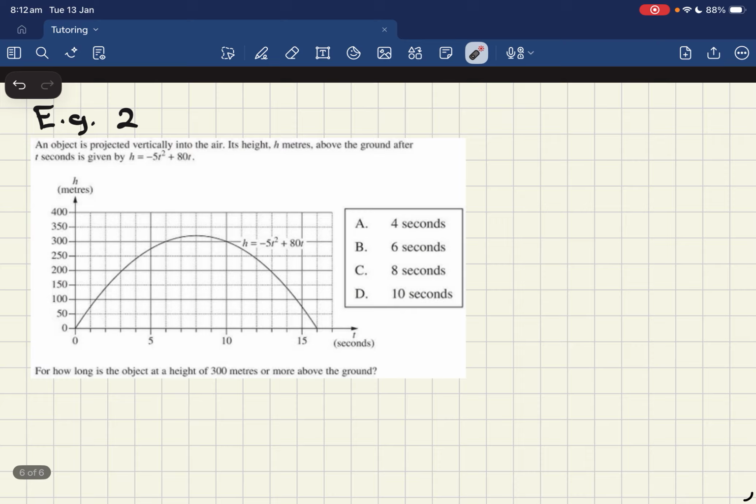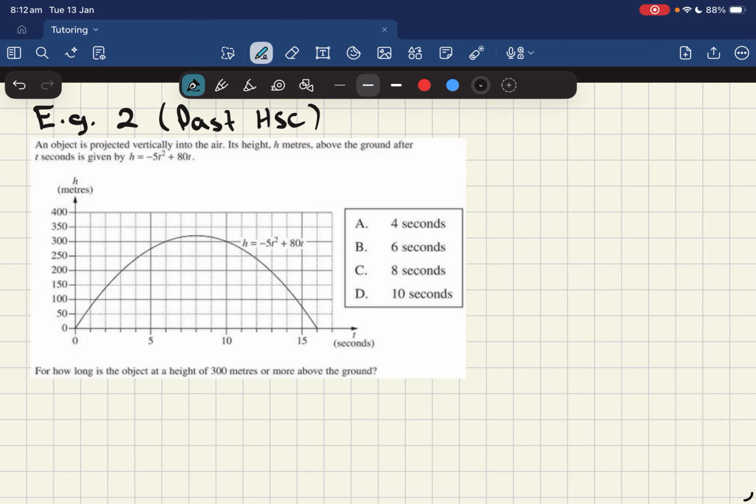Now, this next example is not a sketching question, but we are trying to interpret the quadratic function. This is actually a past HSC question, so I'm going to write that here. This tells us that an object is projected vertically into the air. Its height, h meters above the ground, after t seconds is given by the rule, h equals negative 5t squared plus 80t.